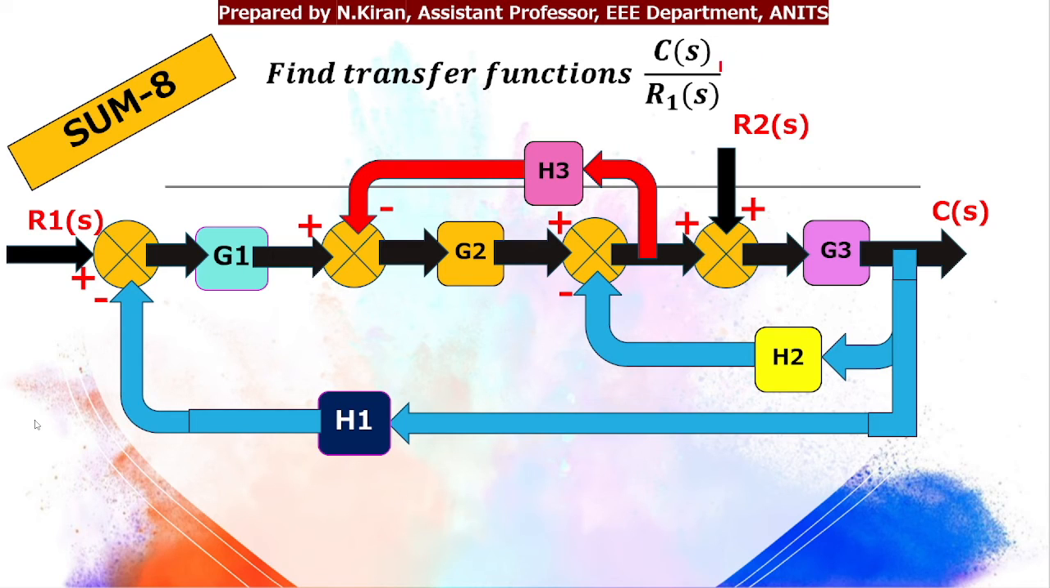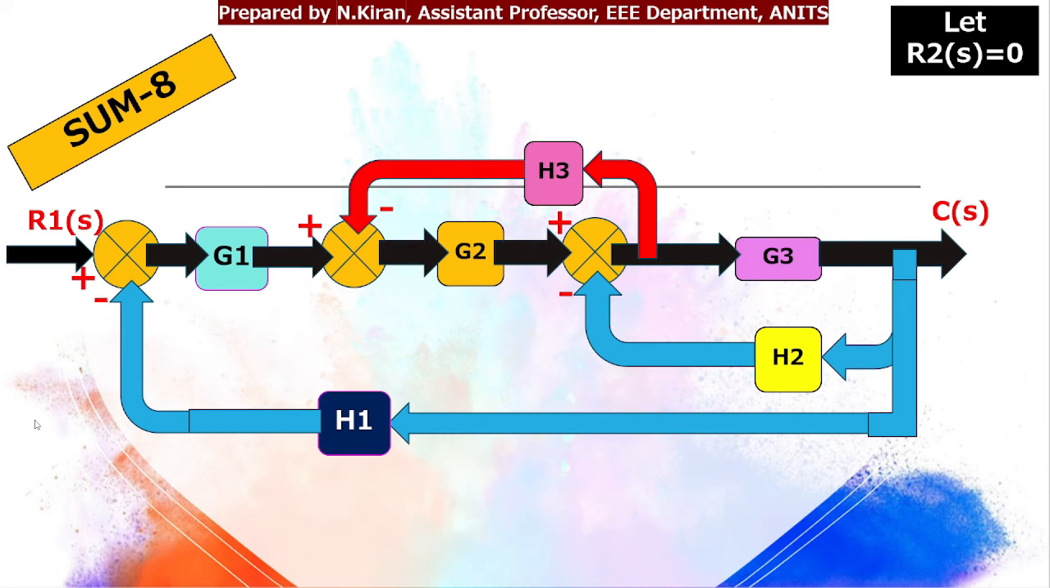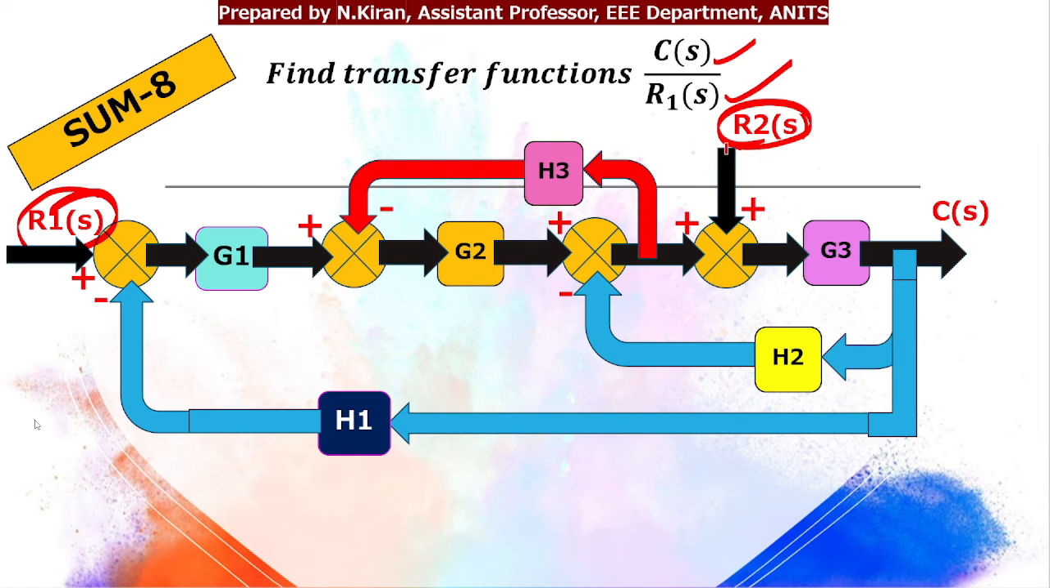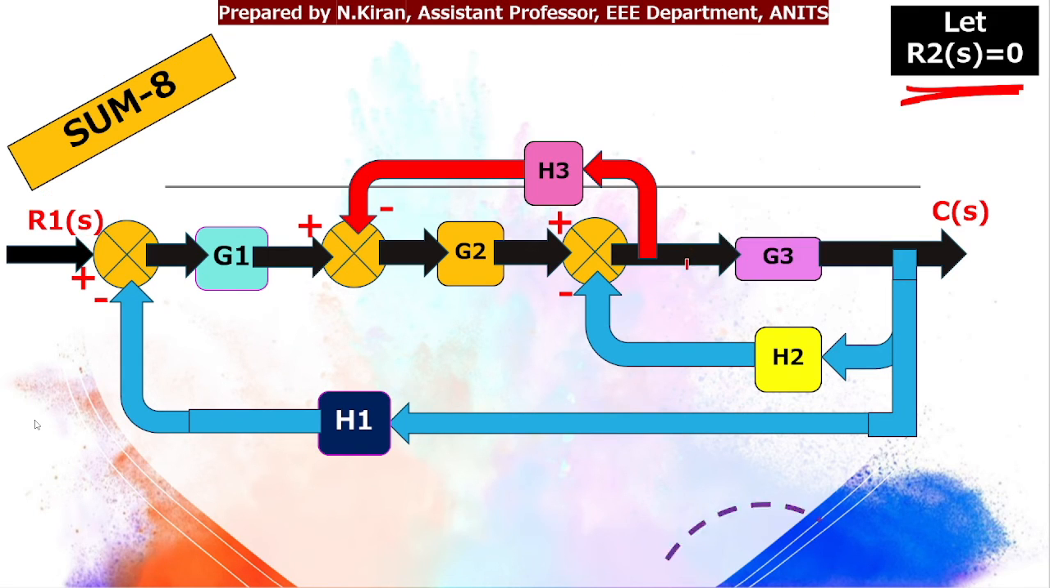So here we need to find the transfer function in the next sum, C of S by R1 of S. So observe carefully that here I have two inputs, R1 and R2. Since I do not need R2, here I assume my R2 is 0. So if R2 is 0, then there is no necessity of drawing this input R2 as well as this summing point. I can totally eliminate this since it is 0.